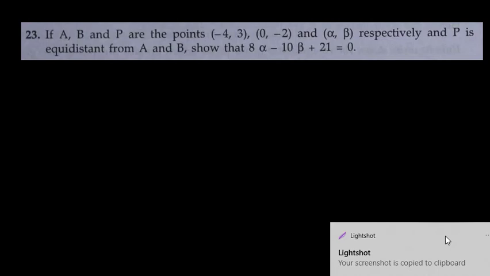Now question number 23 is, if A, B and P are the points given, and P is equidistant from A and B, show that 8 alpha minus 10 beta plus 21 is 0. So point A is (-4, 3), point B is (0, -2), and point P is (alpha, beta).